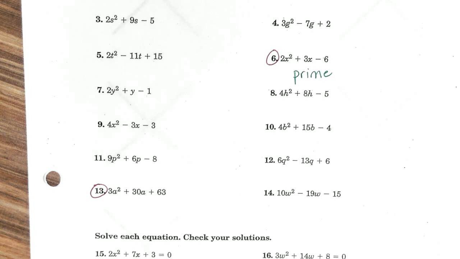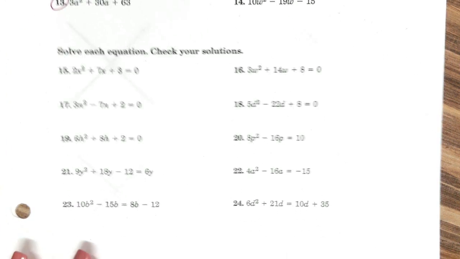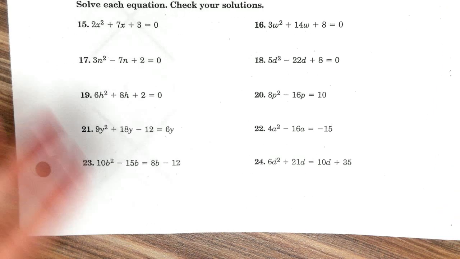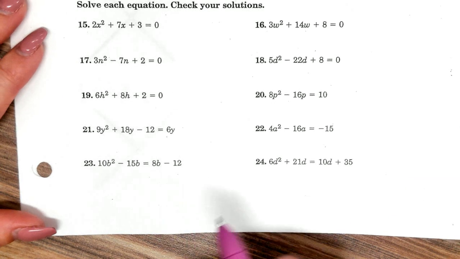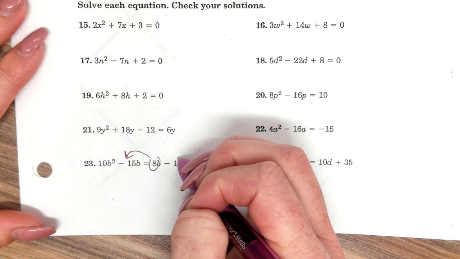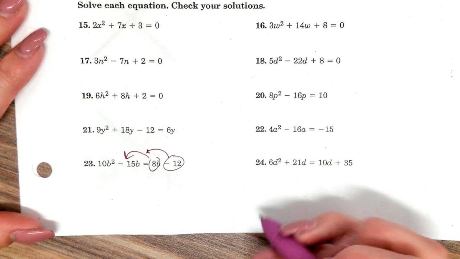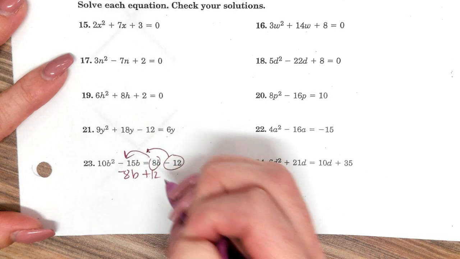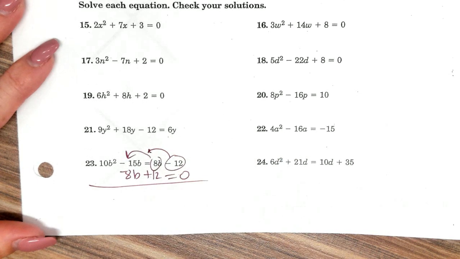At the bottom, it says solve each equation. You can factor them if you want to, or you can just set them equal to 0 and use your calculator. Now 15 through 19, they're already set equal to 0. 20 through 24 are not. Look at 23. To set it equal to 0, you're going to move this to the left and this to the left, yes? So you would have to combine the like terms for the b's and then add your 12. And then you can set it equal to 0.